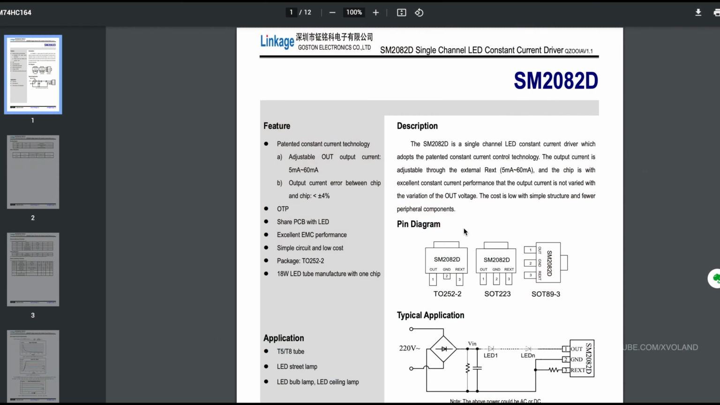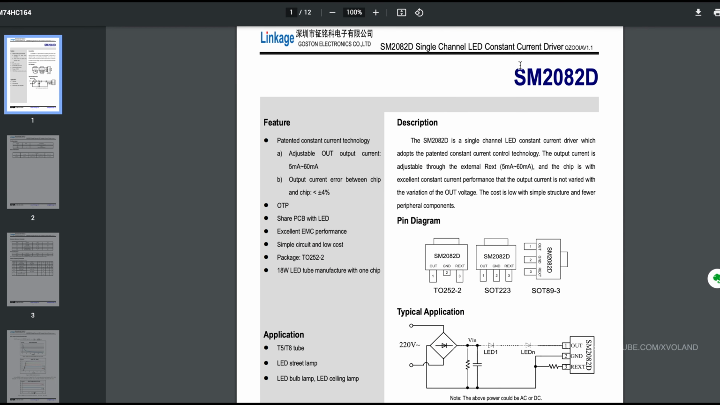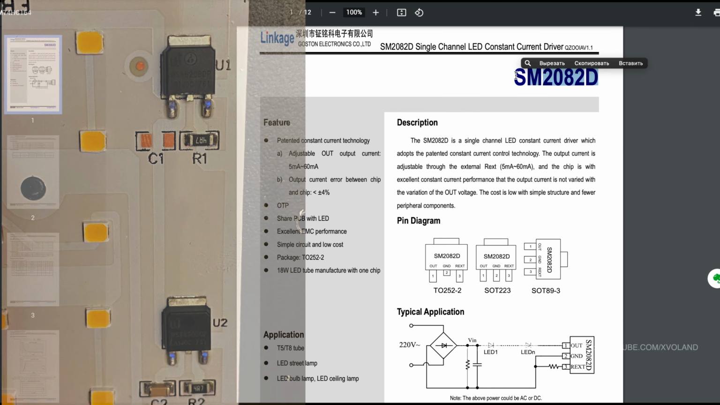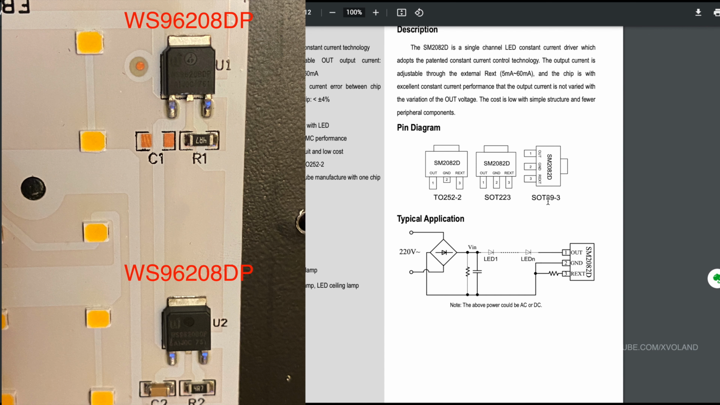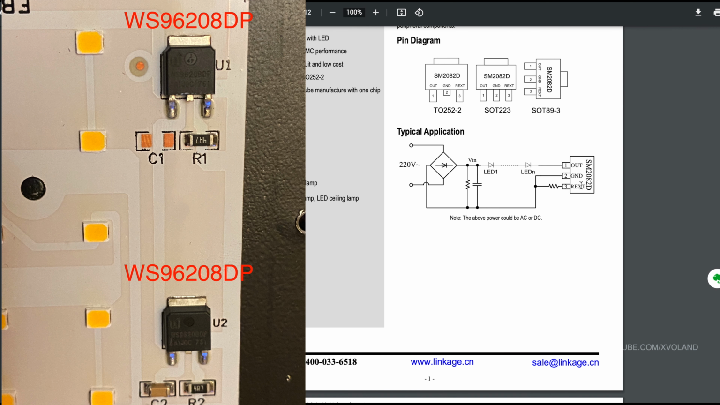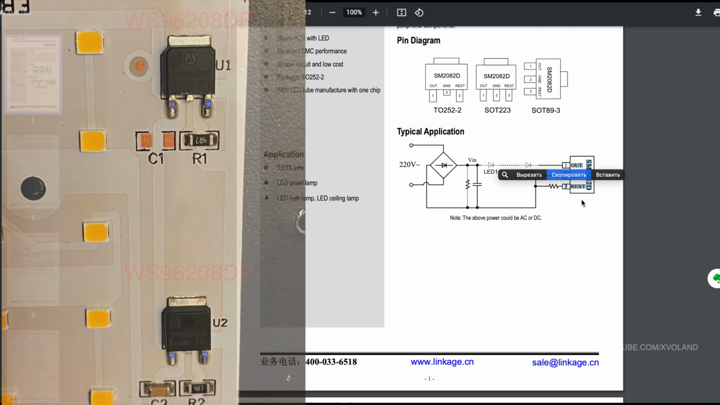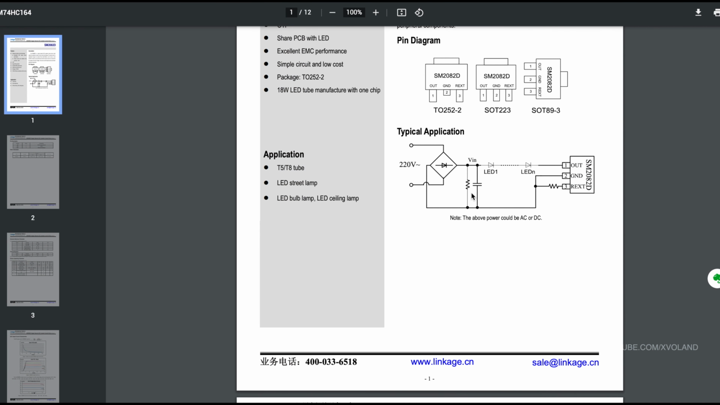I tried to find a description of the driver, but I could not find the datasheet for this driver. I found information for another driver. This does not mean that they are identical, but the principle of the device will be similar.